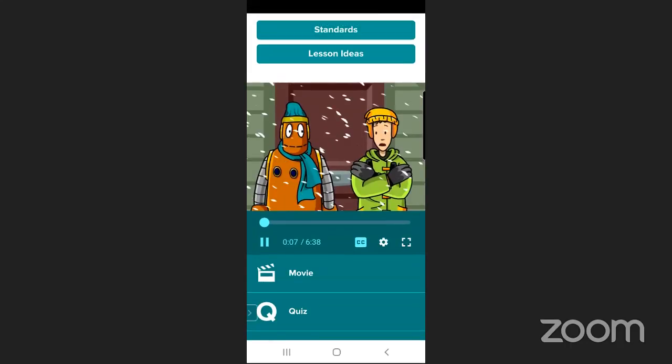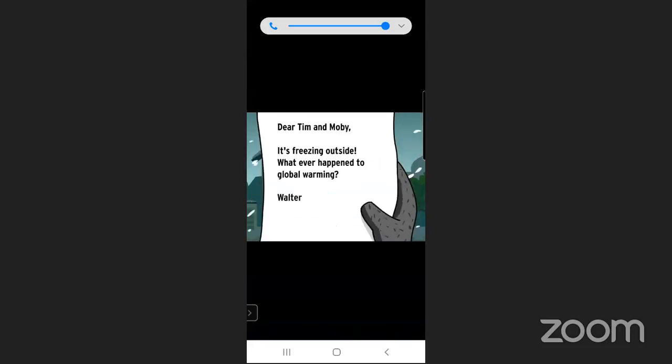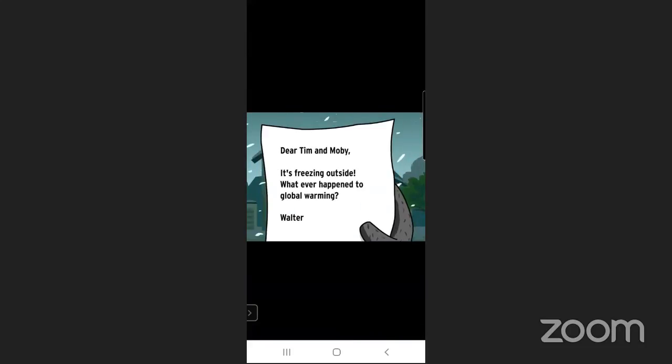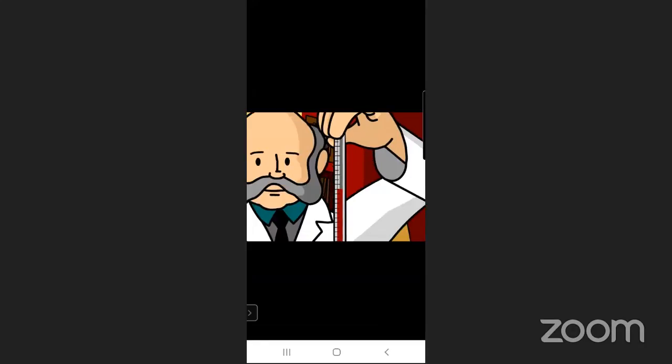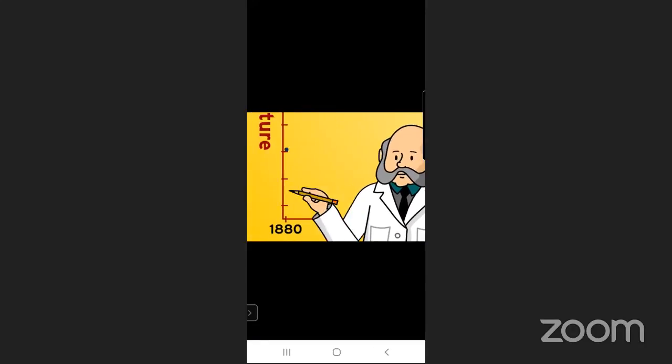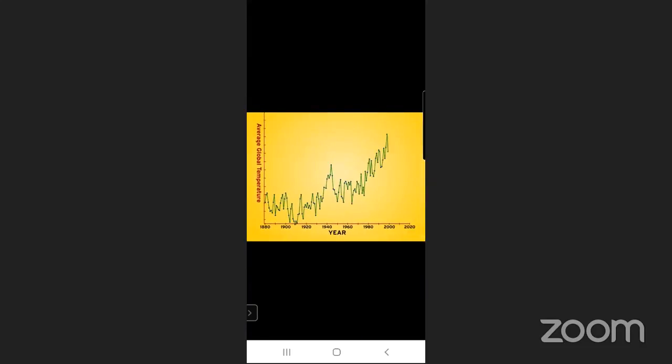Sure is cold, even for January. Dear Tim and Moby, it's freezing outside. Whatever happened to global warming? From Walter. Hi, Walter. Global warming is about the average temperature across the entire planet. We've been tracking that number every year for more than a century. Since then, it's climbed by about 1.5 degrees Fahrenheit.